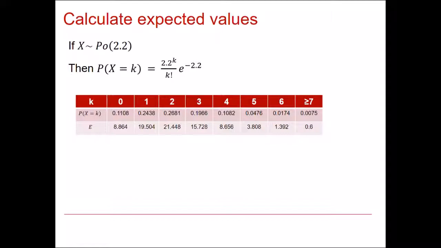Notice that the last category is greater than or equal to 7. It isn't just 7 or 8 like in the original table that we were given, and that's because all possible outcomes for the Poisson distribution must be considered. So that means 7, 8, 9, 10 and so on forever. So our last category in a Poisson goodness of fit test will always be greater than or equal to a particular number.